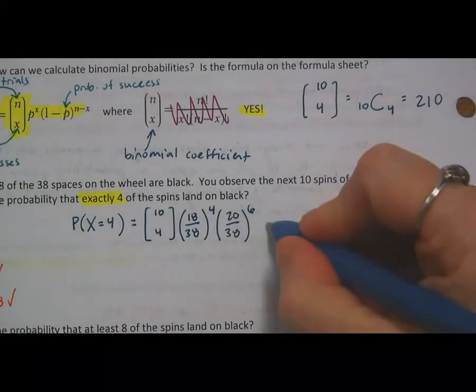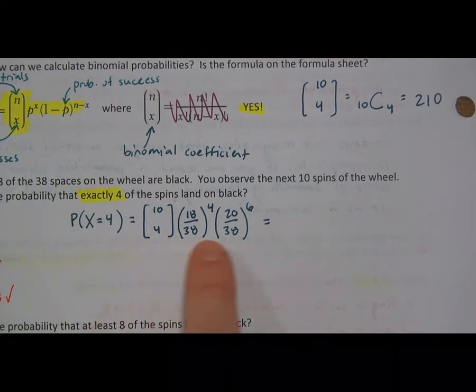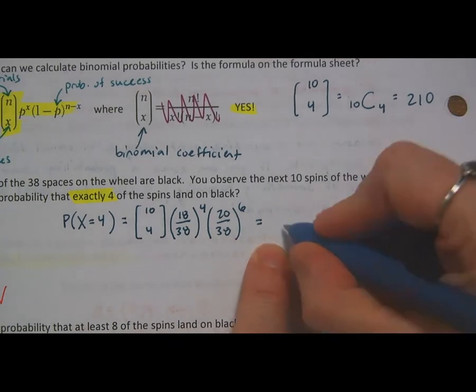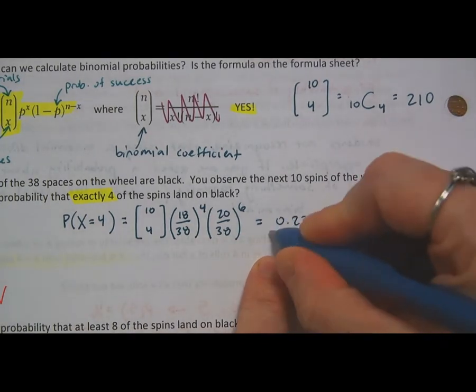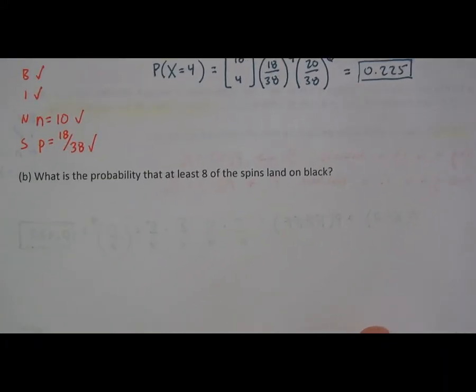You don't even have to worry about typing all that into the calculator. Just trust me, because there's an even easier way we're going to look at in just a minute. But what you would get if you typed all that into the calculator is 0.225. That's the probability that exactly 4 land on black, 4 times out of 10 spins on the roulette wheel. Okay. Well, the next one is worded differently.